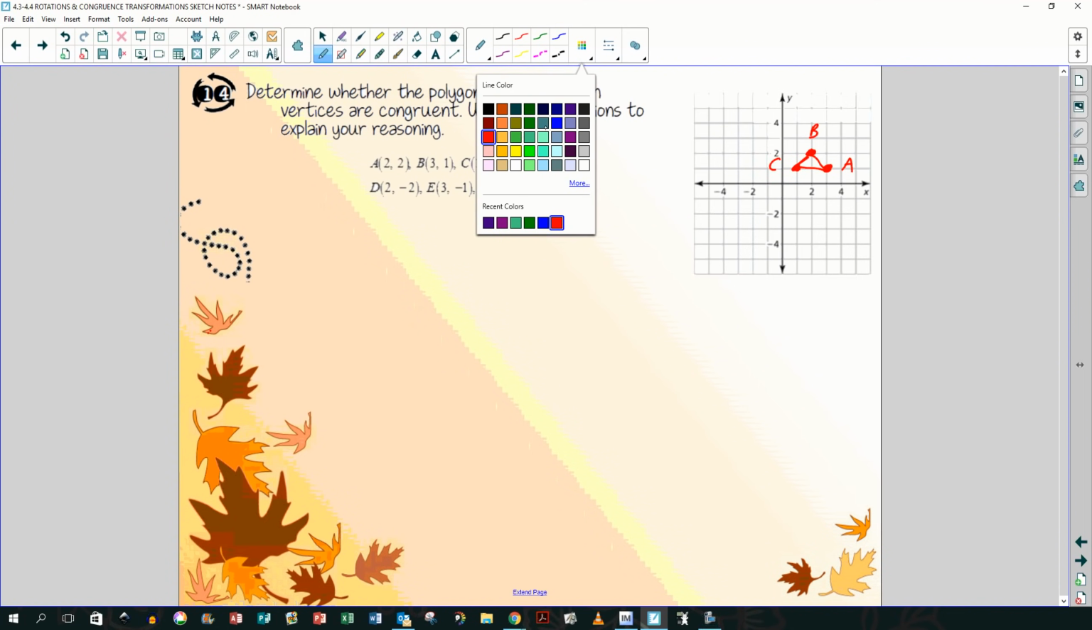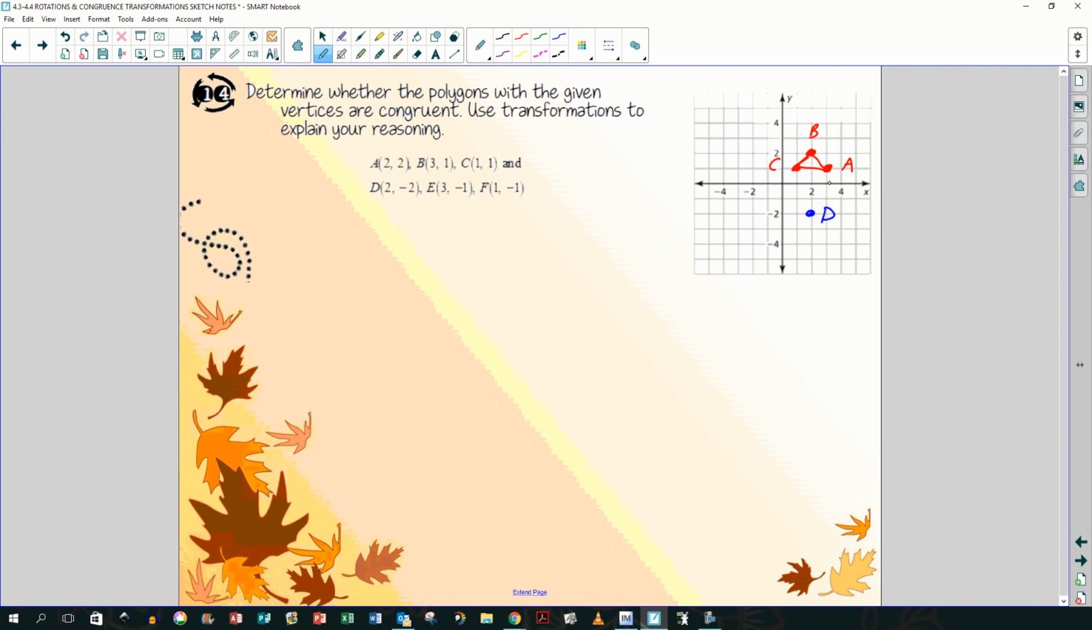And then let's plot the other one in a different color so it's obvious. So this one is 2, -2, 3, -1, 1, -1. So yes, they are congruent. Why are they congruent? Because it is a reflection over the x-axis.